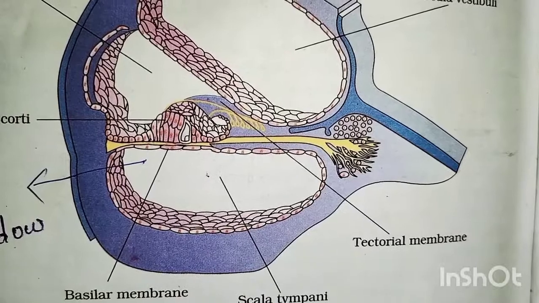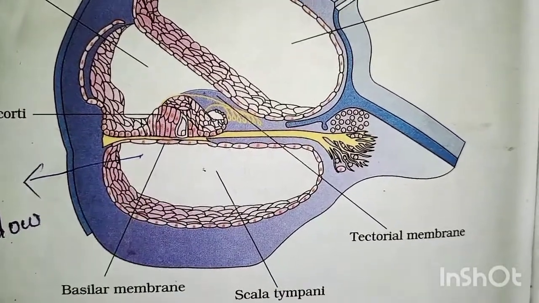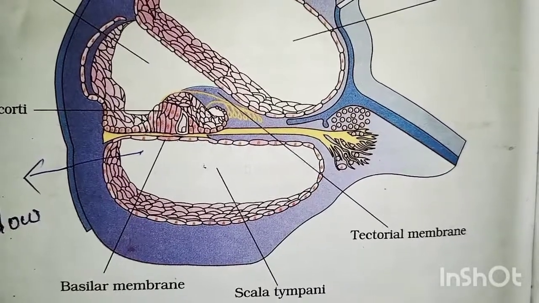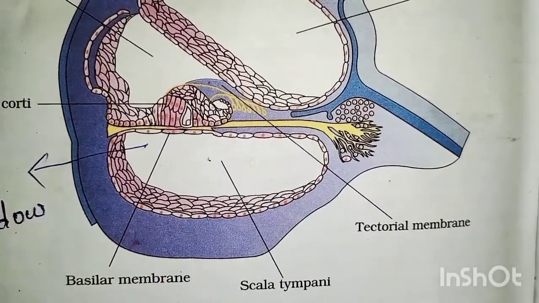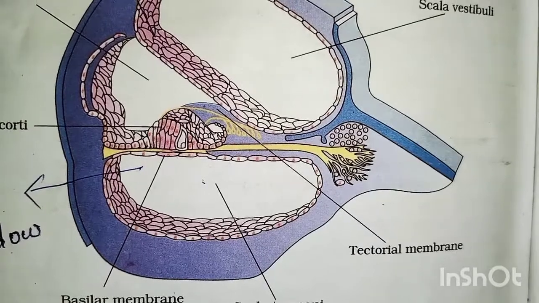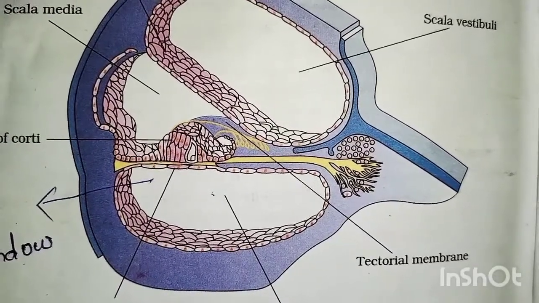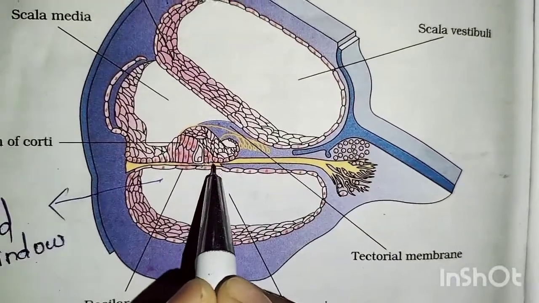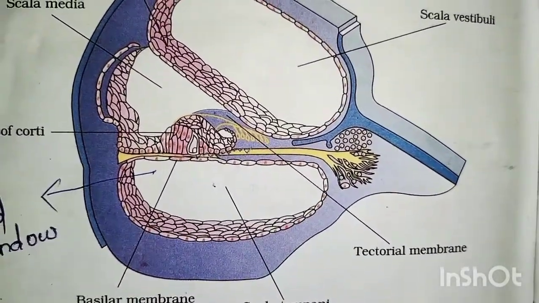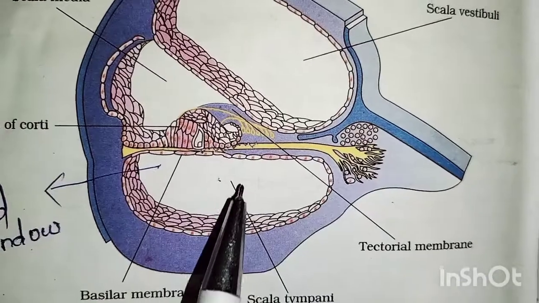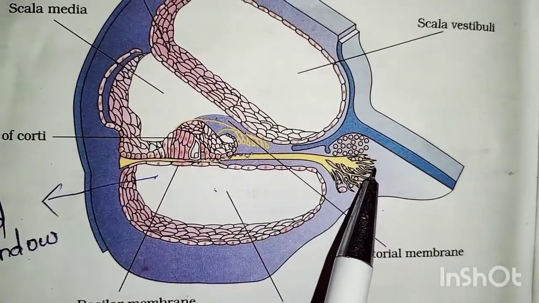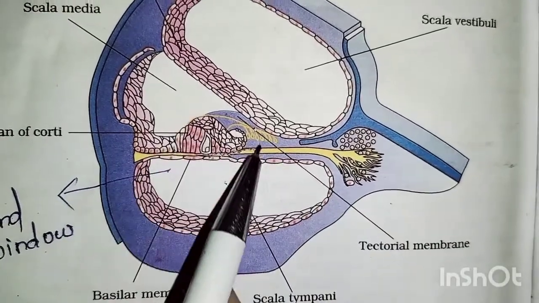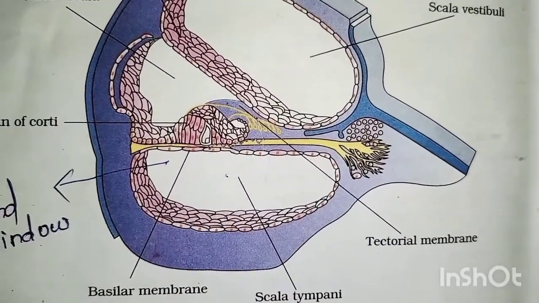This organ of Corti has hair cells. Okay, these hair cells at their top have stereocilia. The sound waves make these stereocilia move and depolarize the afferent nerve fibers. These afferent fibers take the information to the brain. Okay, so that's how the organ of Corti functions.